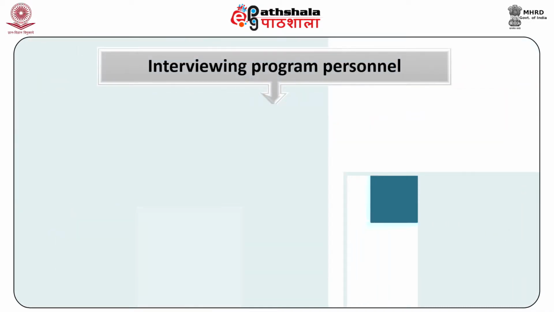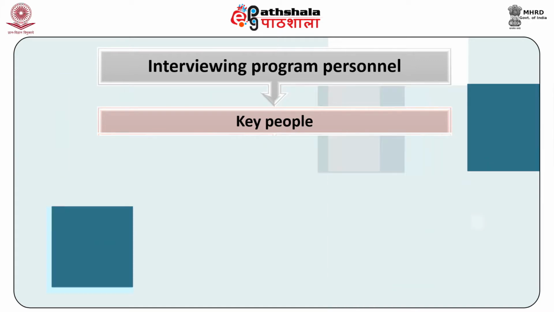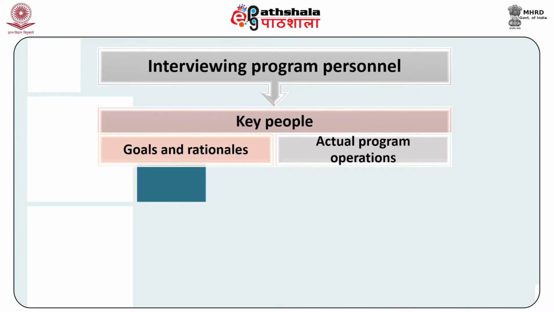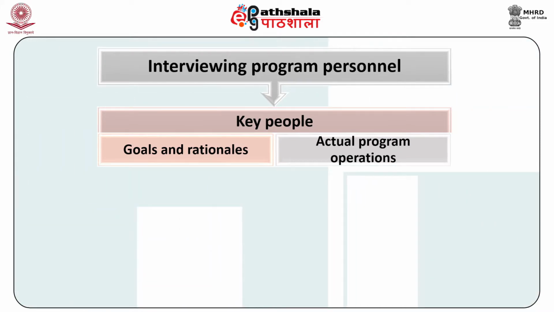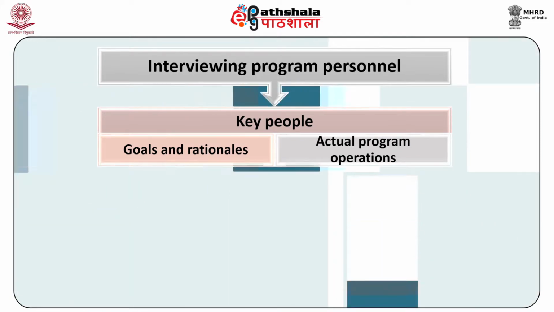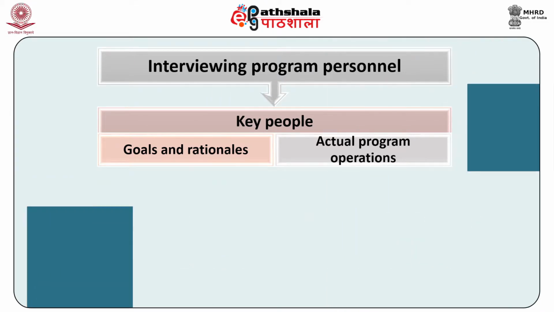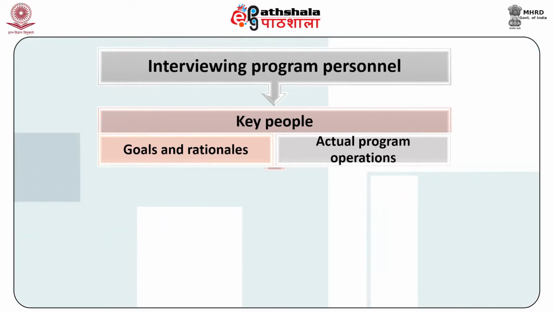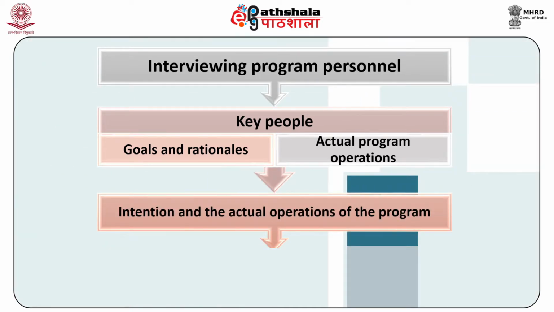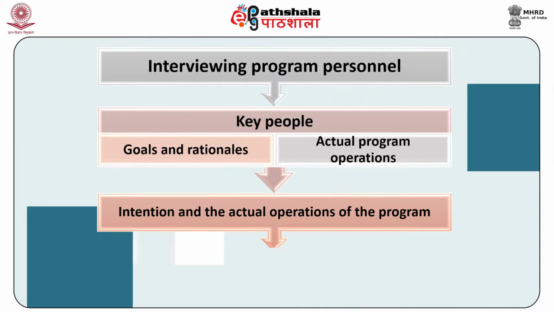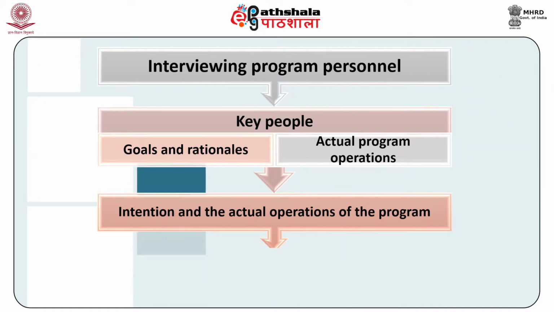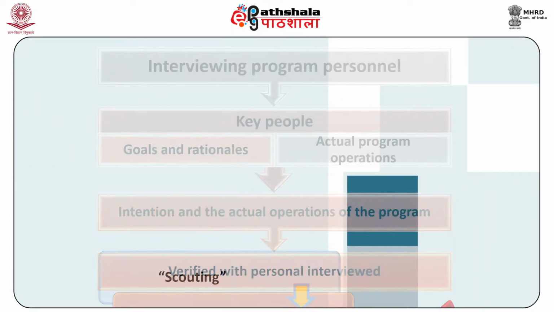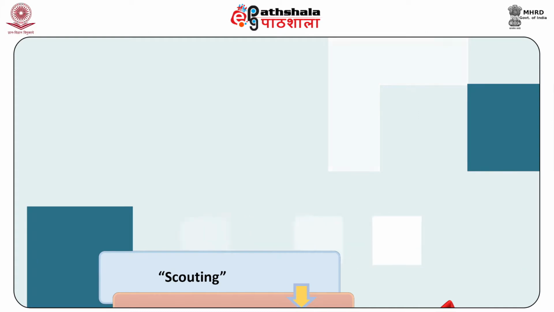Second, interviewing program personnel. Key people are interviewed to gather their descriptions of the goals and rationales of the program, as well as to identify actual program operations. From this information, models of both the intention and the actual operation of the program are developed and subsequently verified with personnel interviewed. Third, scouting the program.